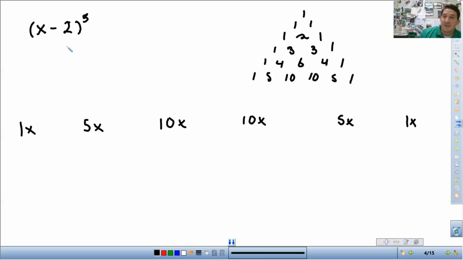All right, and I'm going to simplify this a little bit. I'm going to take care of the negative at the very end. So here, each term is going to get a 2. I'm just going to make it a positive, so we'll deal with the negative at the very end.